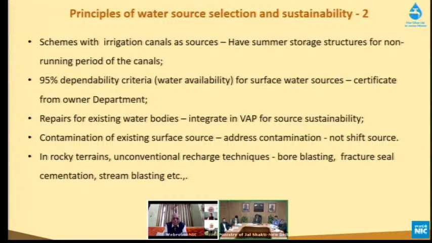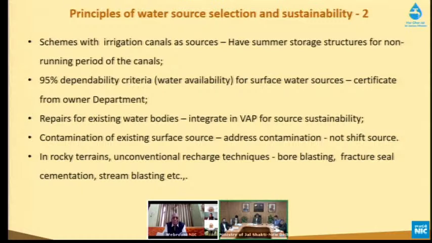Again, in one incident we came across a contamination of existing sources. The tendency is to shift the source from the contaminated source to a non-contaminated source. The non-contaminated source is somewhere around 30 kilometers away, and they are trying to bring the water from there. I don't want to take the state's name here. That's going to add to your DPR cost. Please do not do that. Try to address the issue of contamination. Take it up with your State Pollution Control Board and get it addressed. Otherwise, you are going to run into a huge expenditure for creating systems, for multi-village schemes especially.